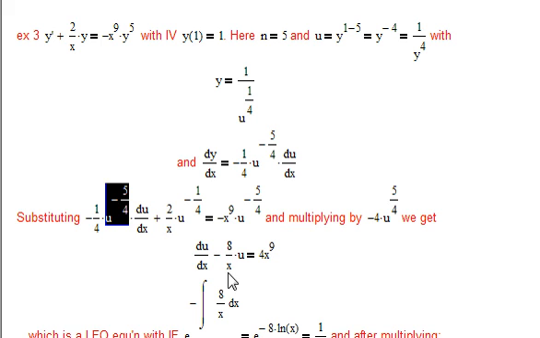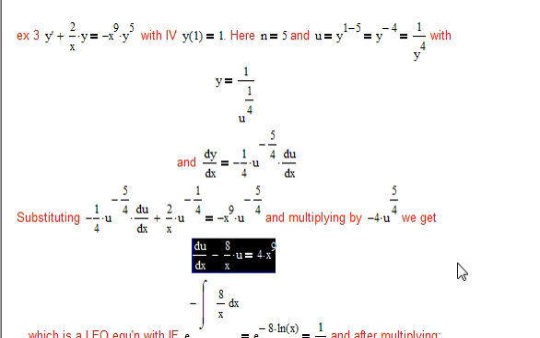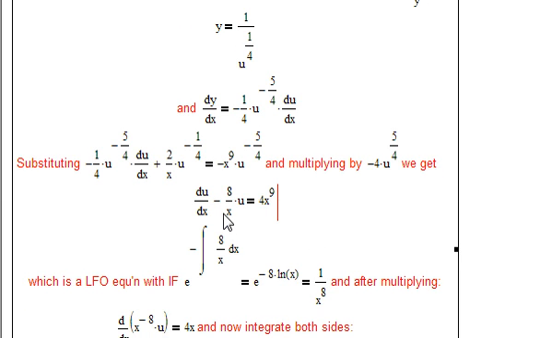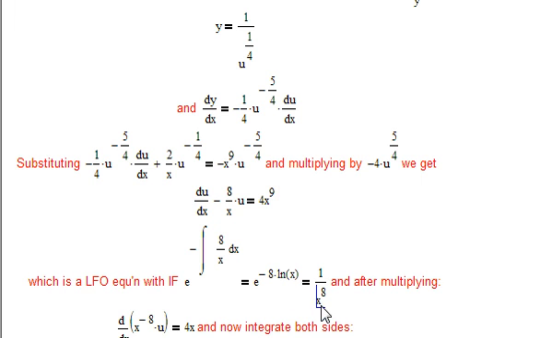Negative 4 times 2 over x is negative 8 over x, so we got du dx minus 8 over x times u equals, and what happens here, we have a negative 4 times a negative x to the 9th, which gives us a positive, and u to the 5/4 times u to the negative 5/4 gives us u to the 0, which is 1. So now we have this nice linear first order equation. Integrating factor, not hard to find, e to the integral of negative 8 over x dx. Well, that's e to the negative 8 times ln of x, which is e to the ln of x to the negative 8, which is 1 over x to the 8th.